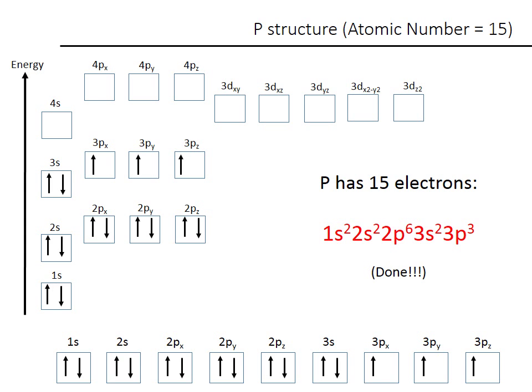Okay, so we are done. We have completed the process, and the electronic configuration of phosphorus is finally equal to 1s2, 2s2, 2p6, 3s2, 3p3.